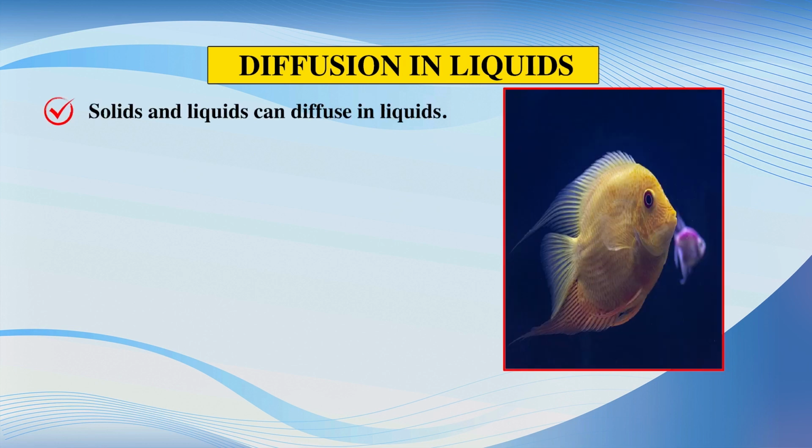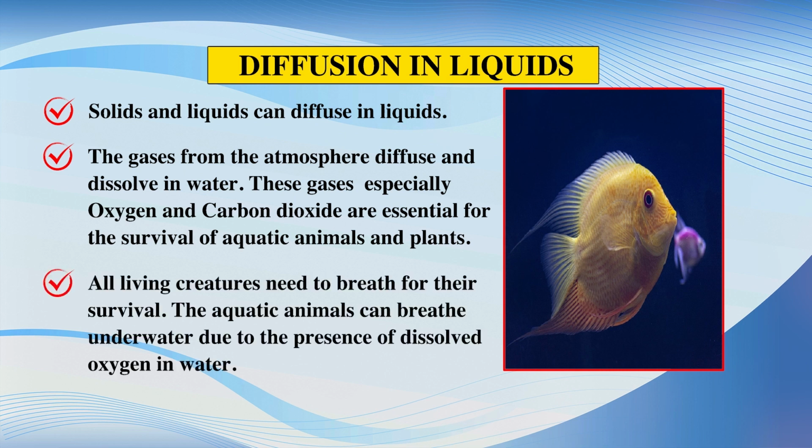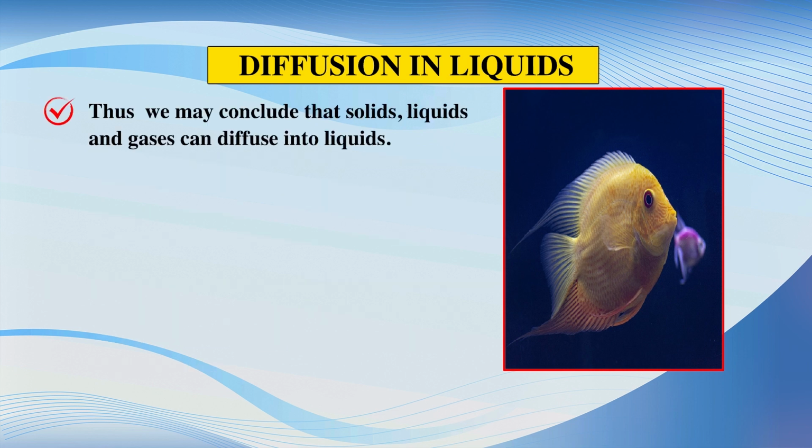In the previous session, we learnt that solids and liquids can diffuse into liquids. The gases from the atmosphere diffuse and dissolve in water. The gases, especially oxygen and carbon dioxide, are essential for the survival of aquatic animals and plants. The living creatures need to breathe for their survival. The aquatic animals can breathe underwater due to the presence of dissolved oxygen in water. Thus, we may conclude that solids, liquids and gases can diffuse into liquids.